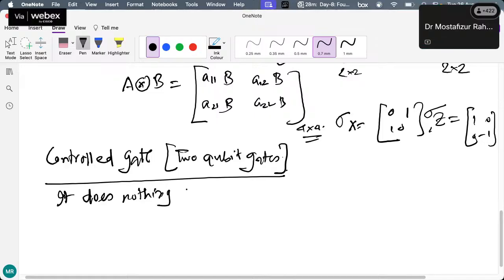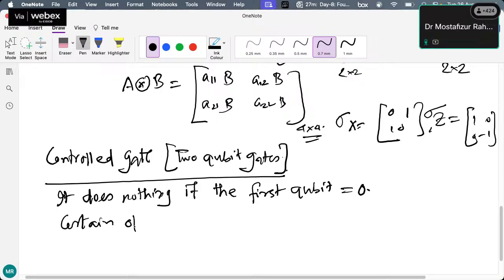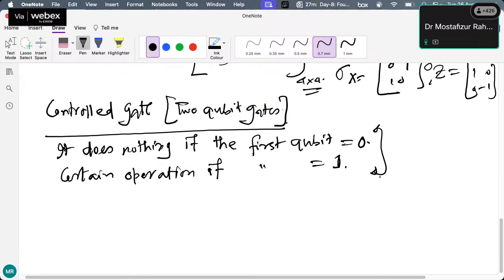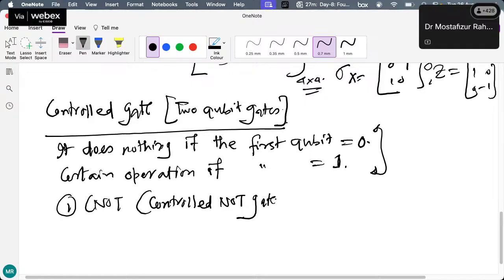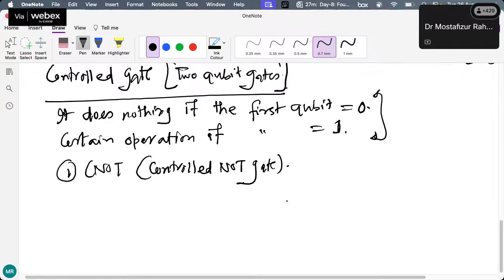So the definition is such that it does nothing if the first qubit is 0. If the first qubit is 0, then it does nothing. It does a certain operation if the first qubit equals 1. Okay. So this is the definition of the controlled gate. And let us take two specific cases. One is the C-NOT gate, the controlled NOT gate.